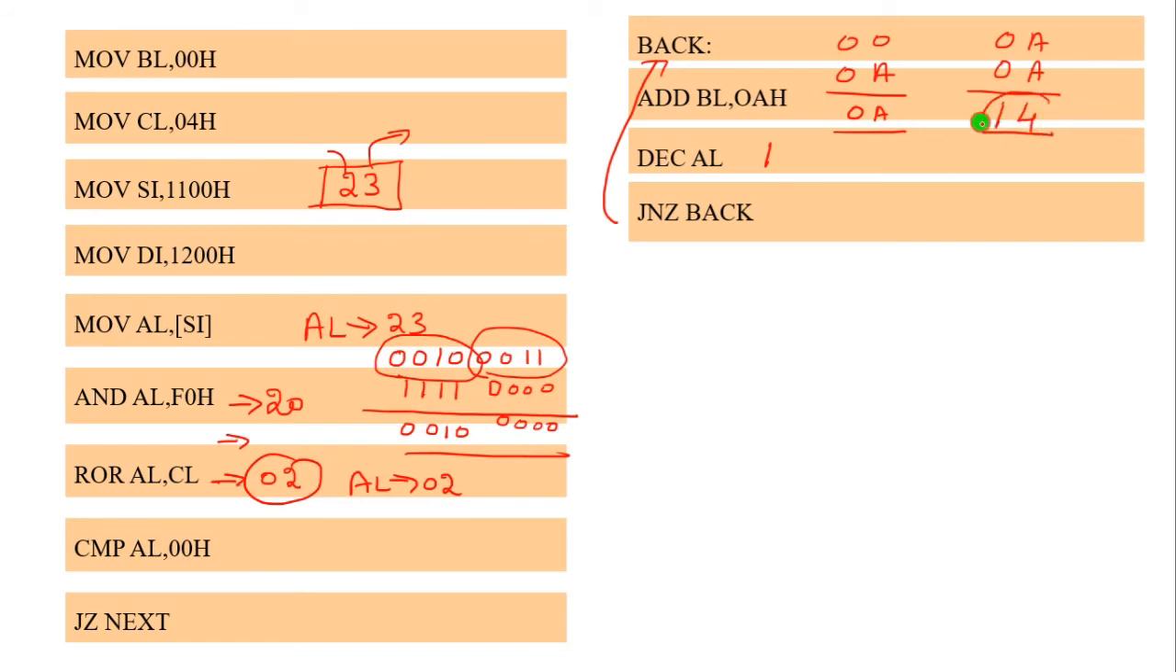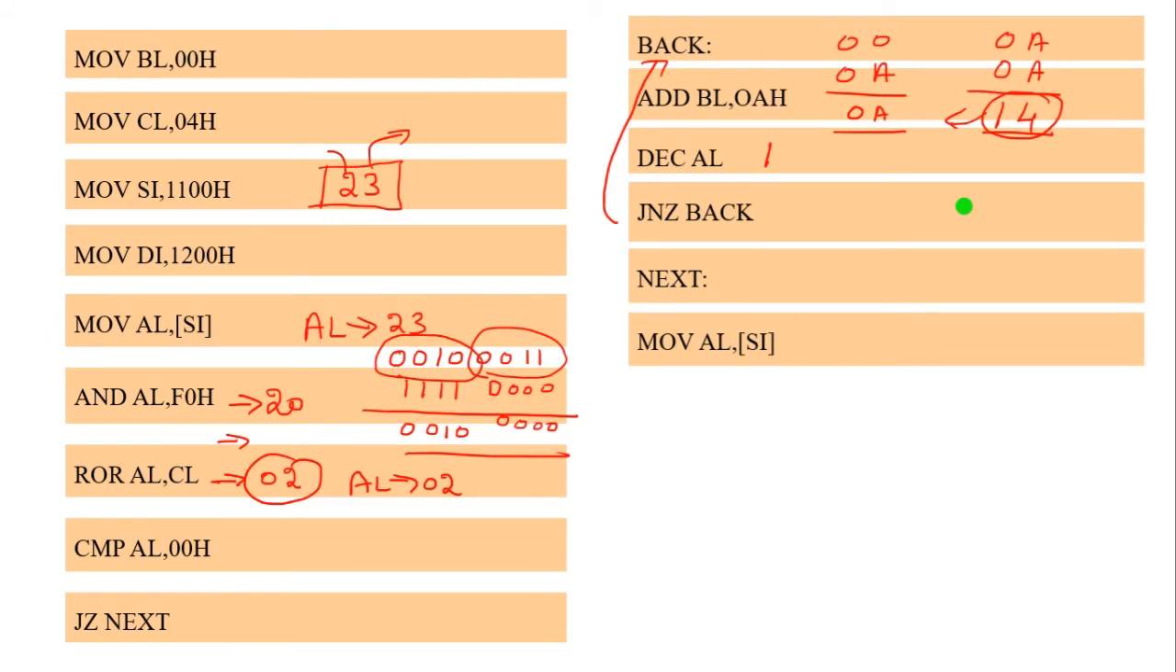This 14 value is a binary, hexadecimal number, and it can be stored in the BL register. That's why I said the higher nibble value is stored in BL. That means the higher nibble result is stored in the BL register. After this operation, we are going to perform the lower nibble operation.